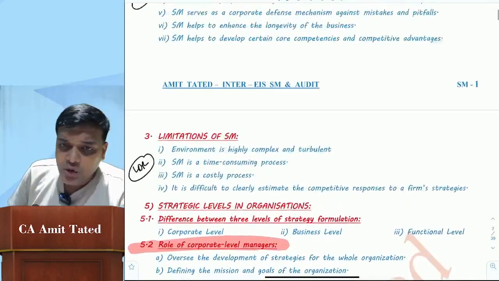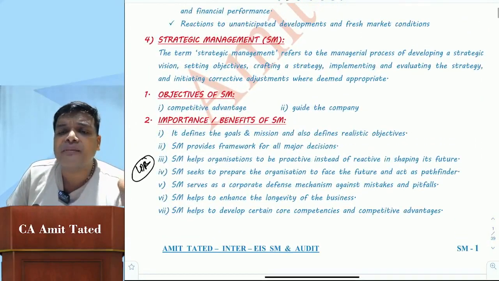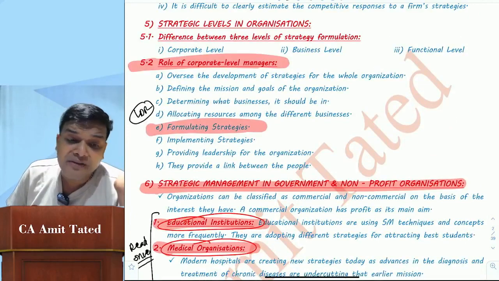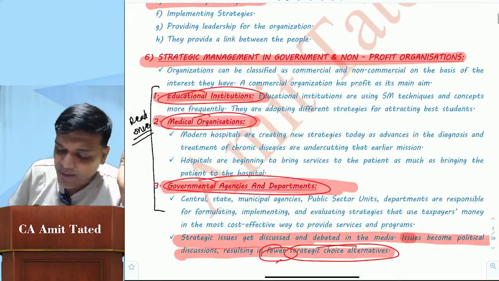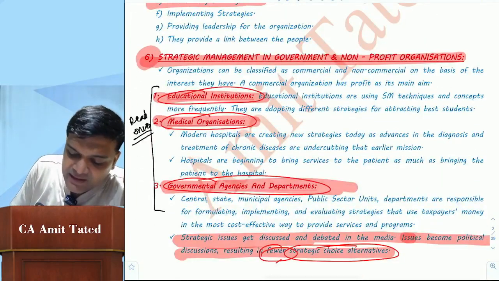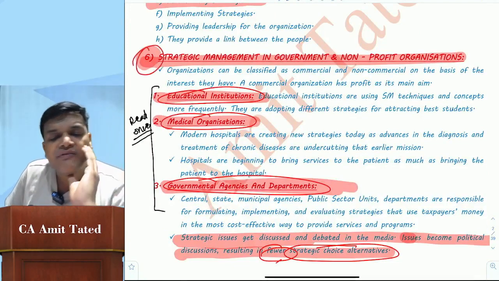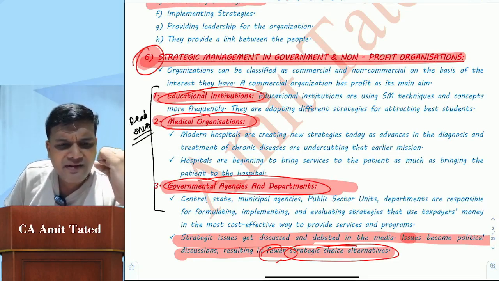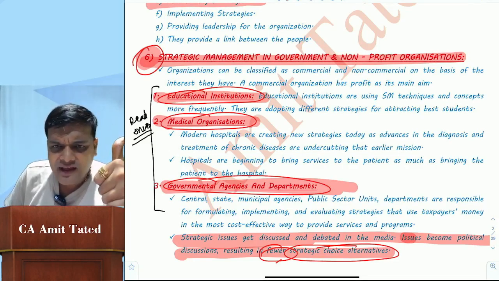So in chapter 1, I told you these are the LDR questions. The benefits of strategic management are LDR. The limitations are LDR. The role of corporate level management is LDR. Strategic management to be done in government is basically read once and ignore. Sir, can we get a question in chapter 1? The answer is yes, you can get one question or two questions depending on the scenario, even an MCQ and other things. Everybody clear? I do think it is clear.